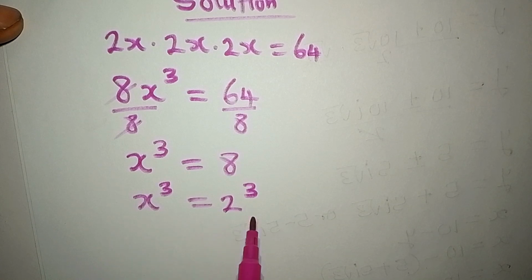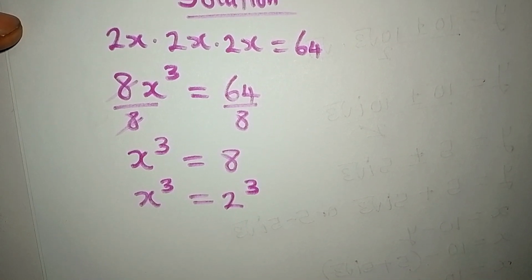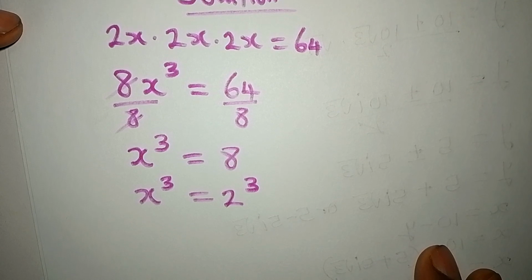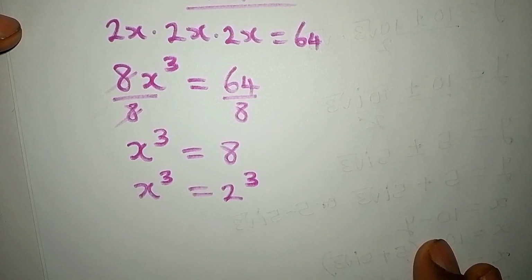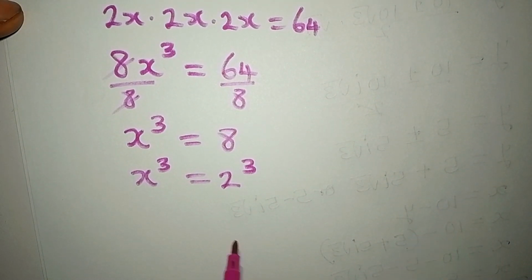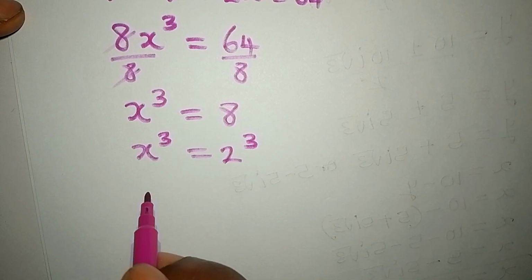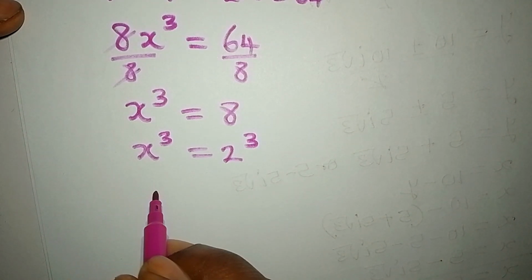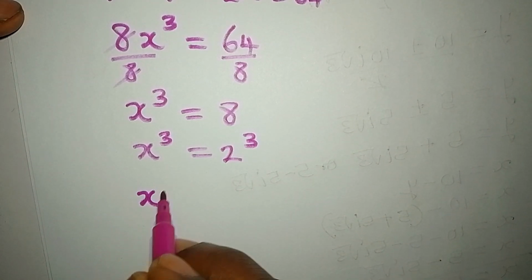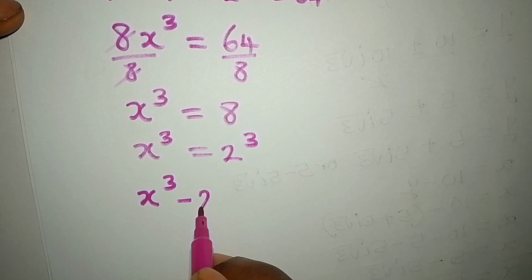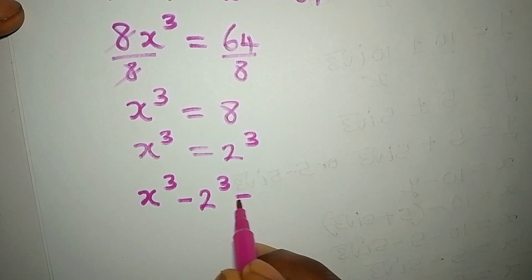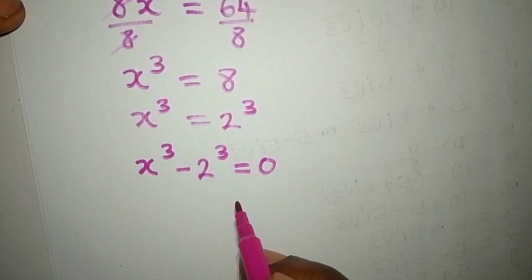Now both of them have the same power, but if we equate the bases, then we'll have just one solution, and the question says we should solve it completely. So I'm going to bring this to the left, so that I will have x to the power of 3 minus 2 to the power of 3 equals 0.